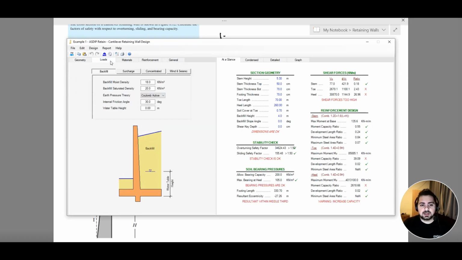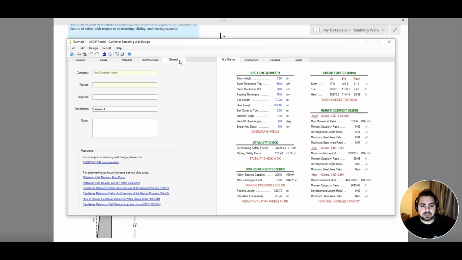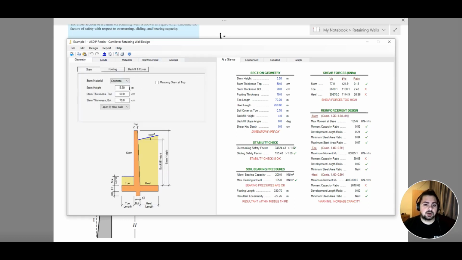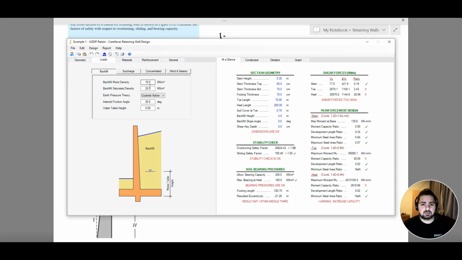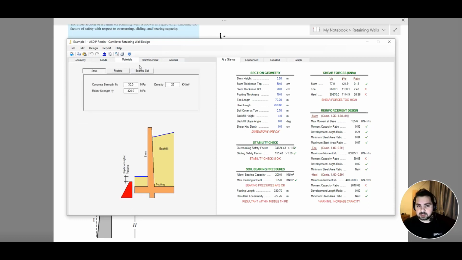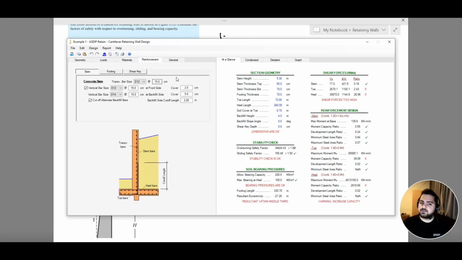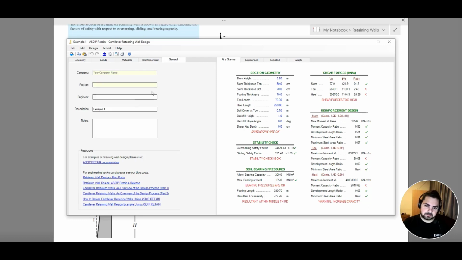You have geometry, then loads, then materials, reinforcement, and general. Geometry is the dimensions of your structural components: your stem, footing, backfill, and cover. The loads are the loads being applied on your structure. The material is the material you're using, the f'c, rebar strength, etc. Reinforcement is the reinforcement you want to use. And general is the project name, the engineer who was working on this model, and notes if you have any. So this is basically it.